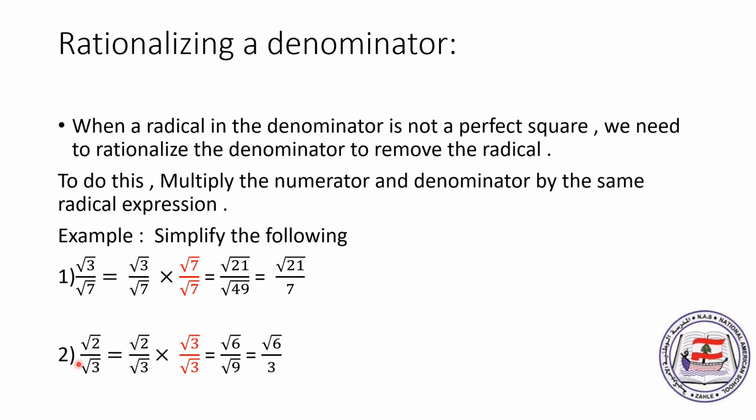And number 2, radical 2 over radical 3. To remove the radical from the denominator, we need to multiply the numerator and the denominator by the radical in the lower part, in the denominator. So we need to multiply and divide by radical 3. Reducing this expression, we get radical 6 over radical 9. Radical 9 is a perfect square of 3, so the final answer is radical 6 over 3.